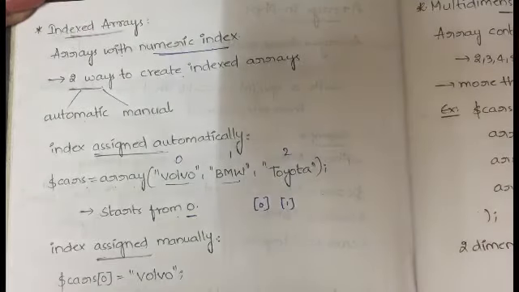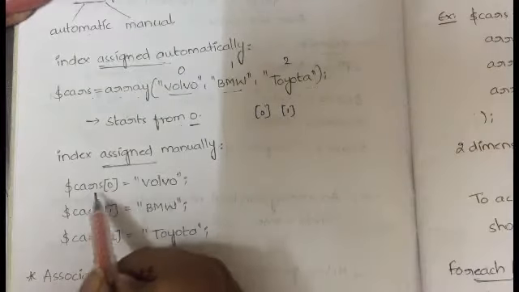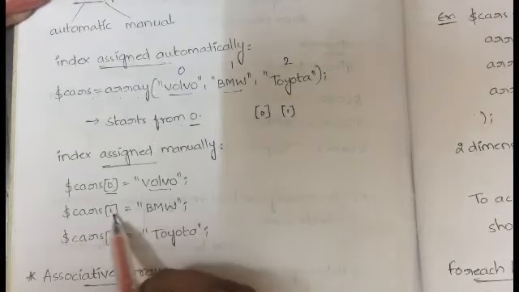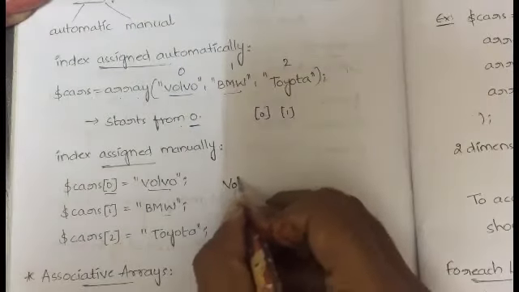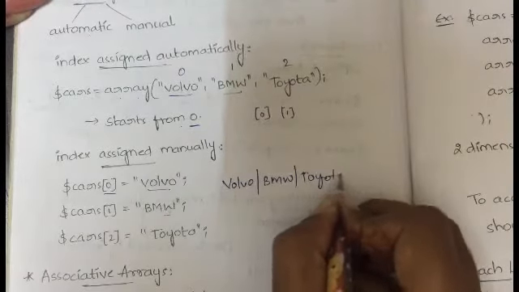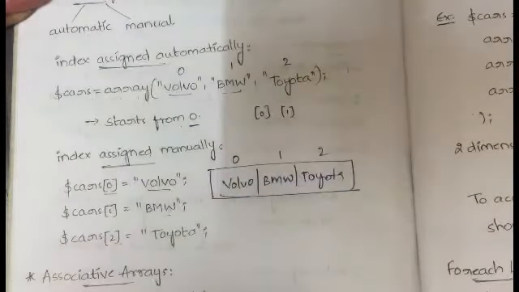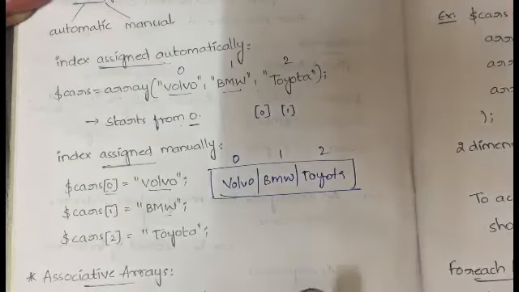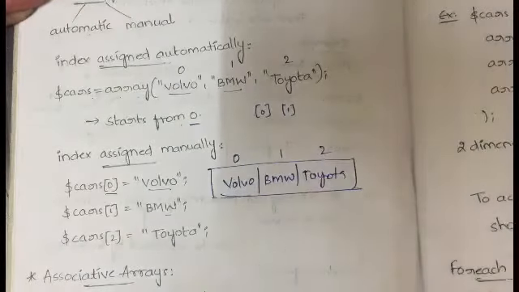Otherwise you can do it manually also. How is it done manually? In this way: $cars of 0 is Volvo. That means in the 0th index you are storing Volvo, in index number 1 you are storing BMW, and in index number 2 you are storing Toyota. In this way it will be Volvo, BMW and Toyota. This is 0 position, 1 position, 2 position. Clear? This you will be typing manually, whereas in automatic the system will automatically assign the values. That is the difference between both of them.